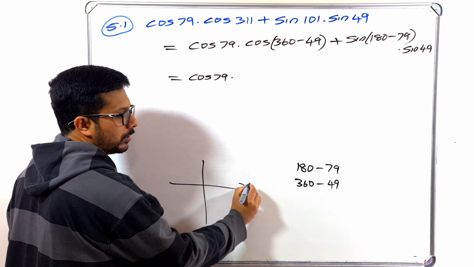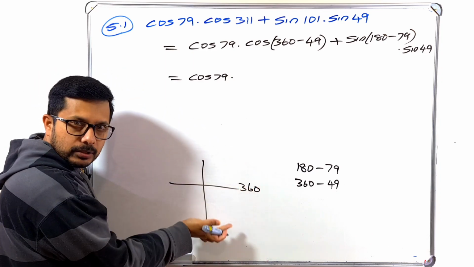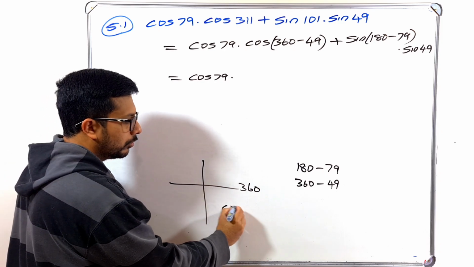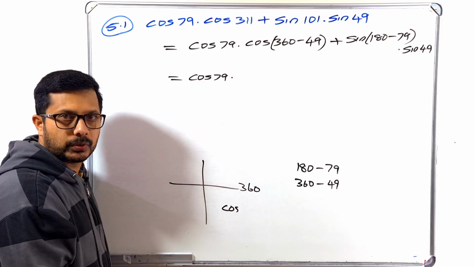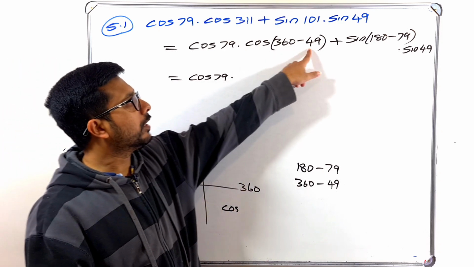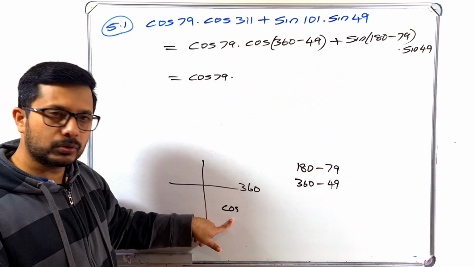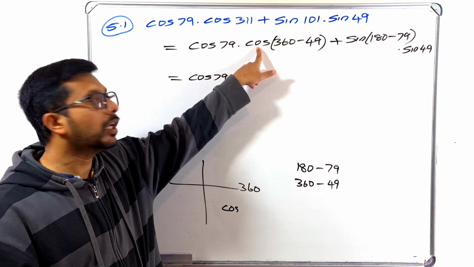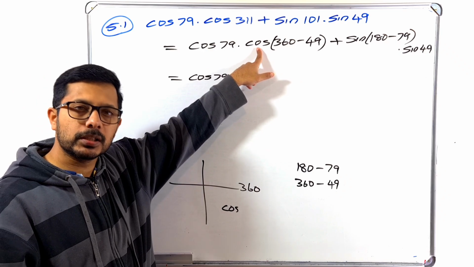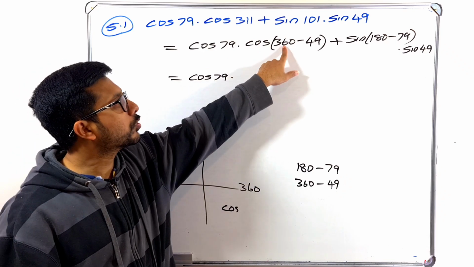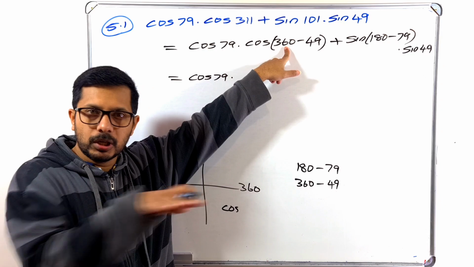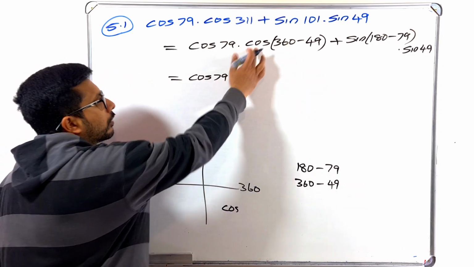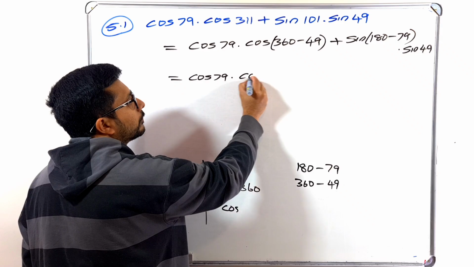360 minus means which quadrant? Fourth quadrant. In the fourth quadrant, you know that cos is positive. So 360 minus 49, which quadrant? Fourth quadrant. What is positive? Cos is positive. Here what? Cos. So it is positive. And there is no change if it is based on a horizontal line. 360 is a horizontal line. So here cos, here also cos.